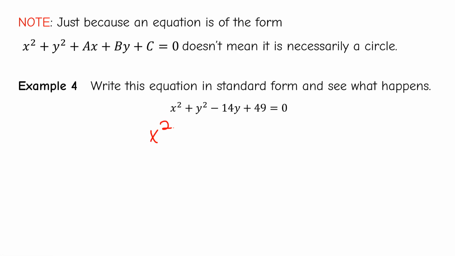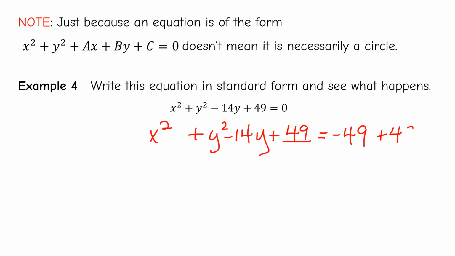You've got x squared. You don't have an x term. So you just got x squared, and then you have y squared minus 14y. You're going to need to figure out what to add to that to get a perfect square binomial. You've got the 49, which you're going to move over to the right side of the equation and make it negative 49. You figure out what to put in this blank. 14 divided by 2 is 7, square it, and you get 49. You got to add it to both sides of the equation.